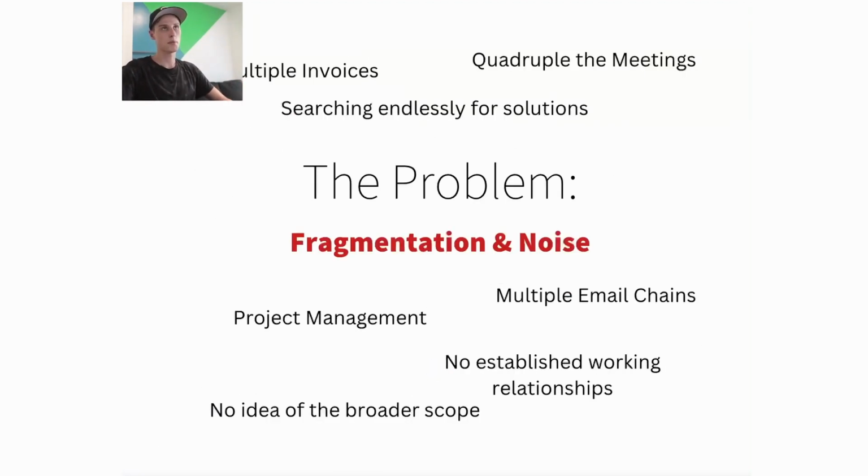So here's the problem, just summarizing. We have multiple different invoices. We have quadruple the meetings. We can have searching endlessly for solutions. You as a business owner might have multiple email chains because you're the thread that connects all your different services that you've used in the past. Project management, you're going to be essentially acting as a project manager for all these different services. And instead that can be dealt with just with one project manager.